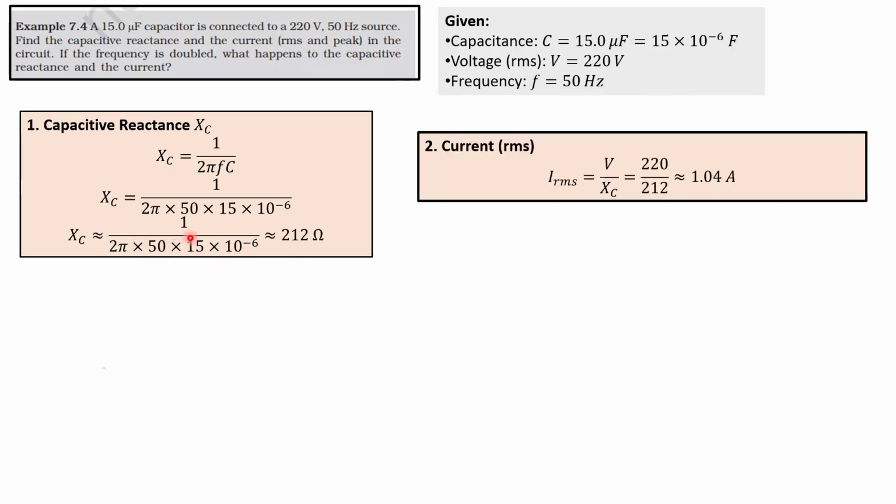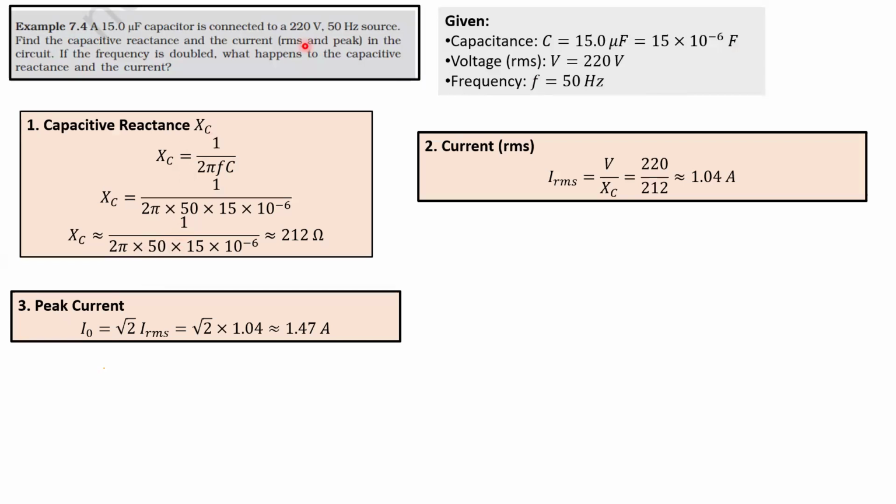Okay, now we have to go for IRMS. IRMS equal to VRMS divided by Xc. V equal to I Xc, so VRMS is 220 divided by Xc, we got 212. So 1.04 ampere. Okay, now what's the next part?